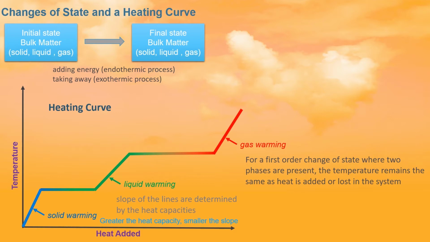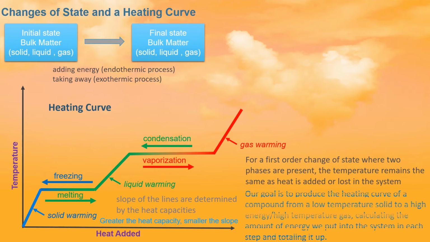Now, as we continue to look at the heating curve, we see that it has two first-order phase change regions. Solid to a liquid phase change we call melting or fusion. The reverse direction is called freezing. The second region is the liquid to a gas phase change that is called vaporization or boiling. The reverse direction, gas to liquid, is called condensation.